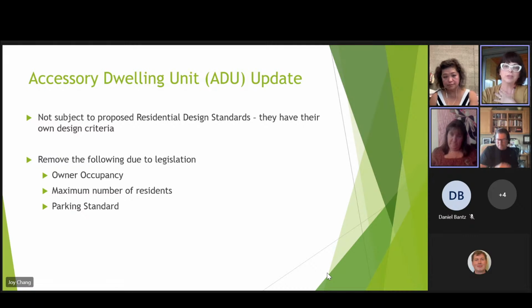So I just want to take a step back here. The accessory dwelling unit legislation passed in 2019 and was updated with House Bill 2001. But these standards right here already apply per state law. So our code is already out of date and should be updated as soon as possible.